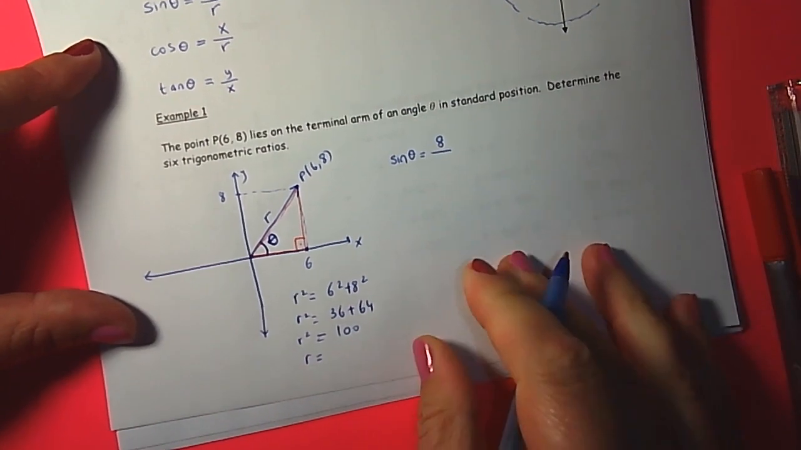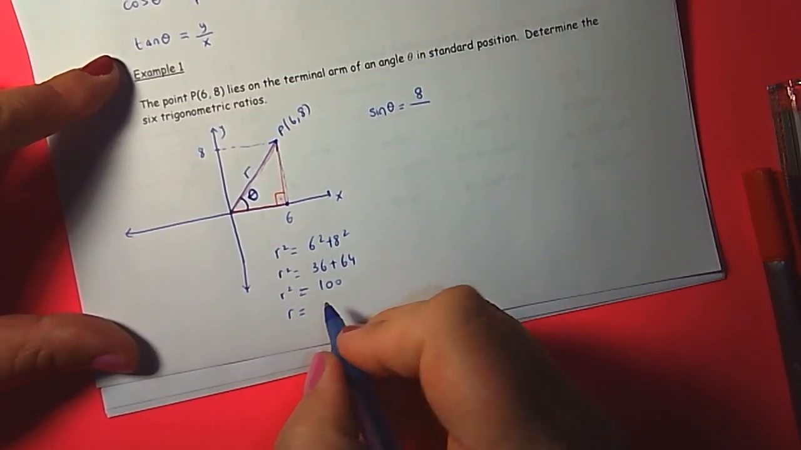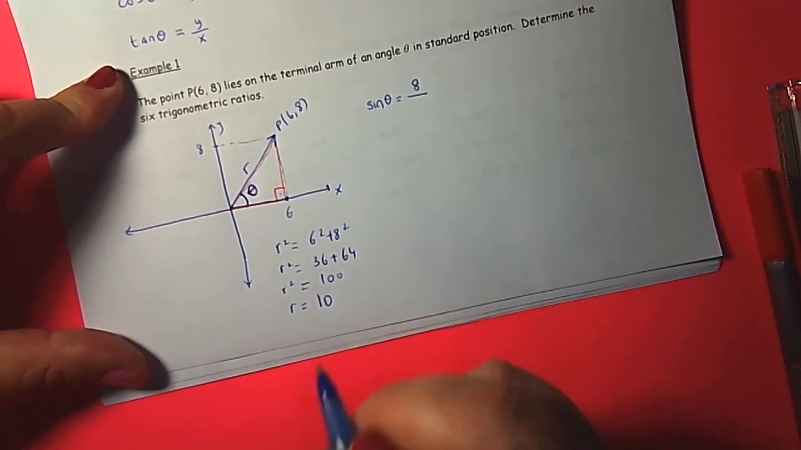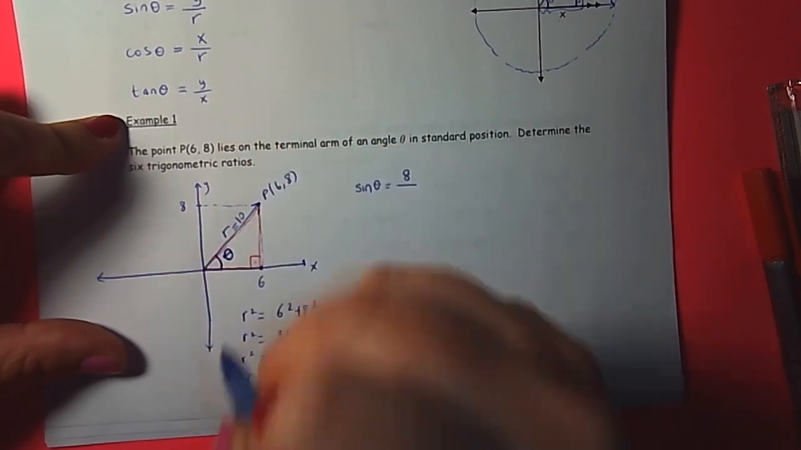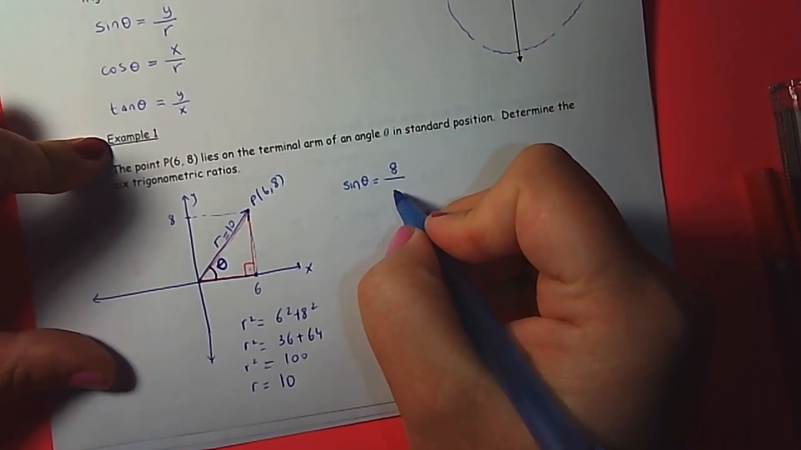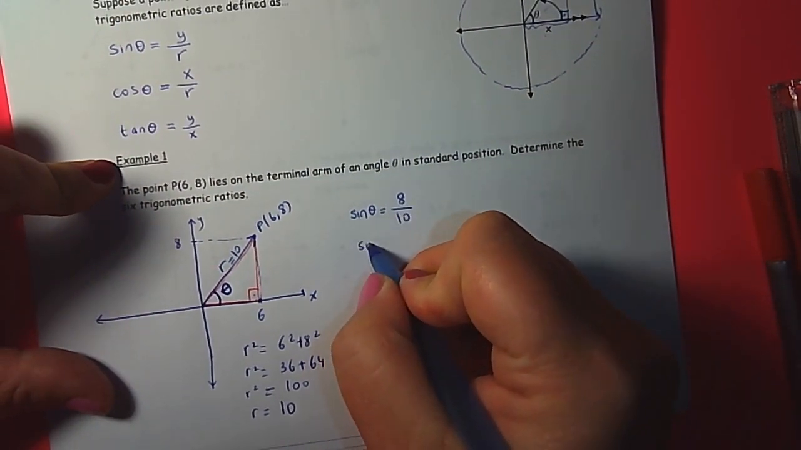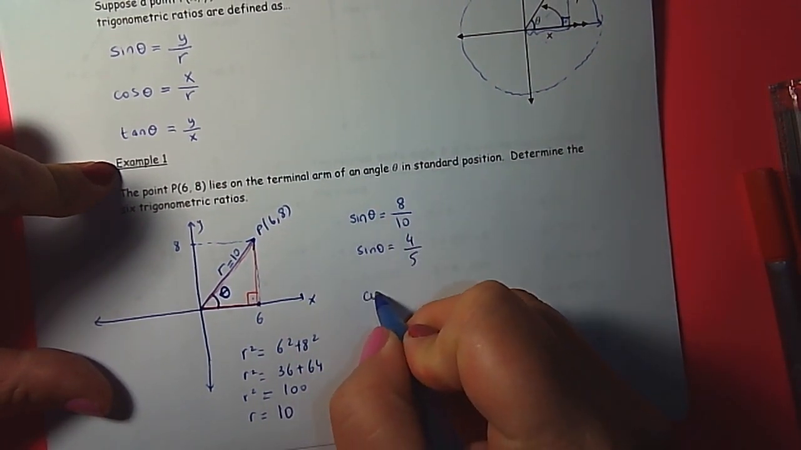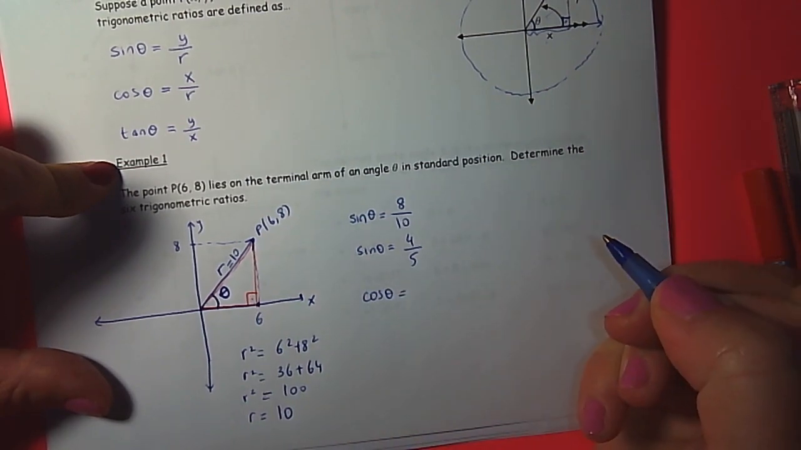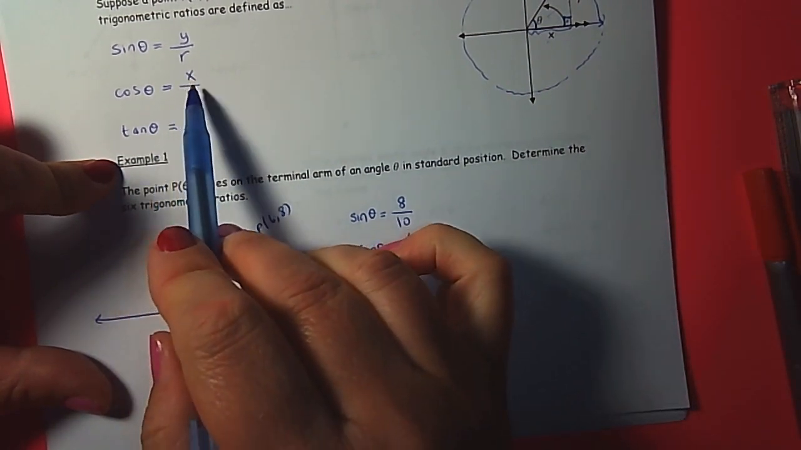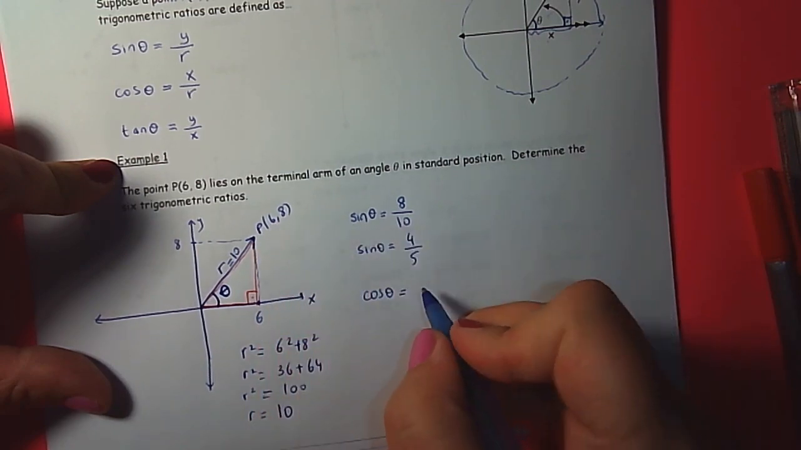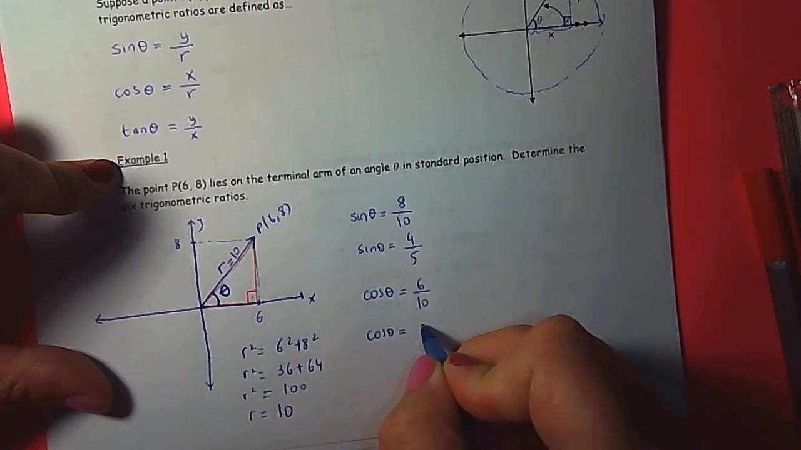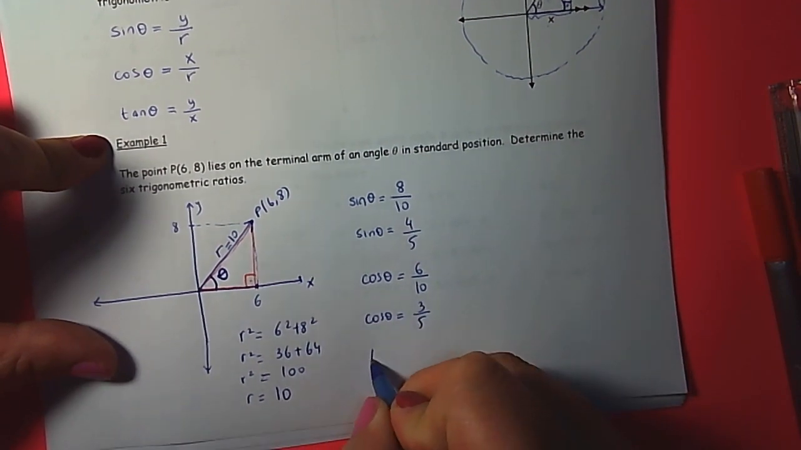Then r is the square root of 100. Again, it cannot be a negative number. We only take the positive square root here. So that gives us 10. So we just got r being 10. So 8 over r is 8 over 10. If we simplify this fraction, we get 4 over 5. Now let's look at cosine theta. We said cosine theta is x over r. X coordinate is 6 and r is 10. Again, if we simplify the fraction, we get 3 over 5.